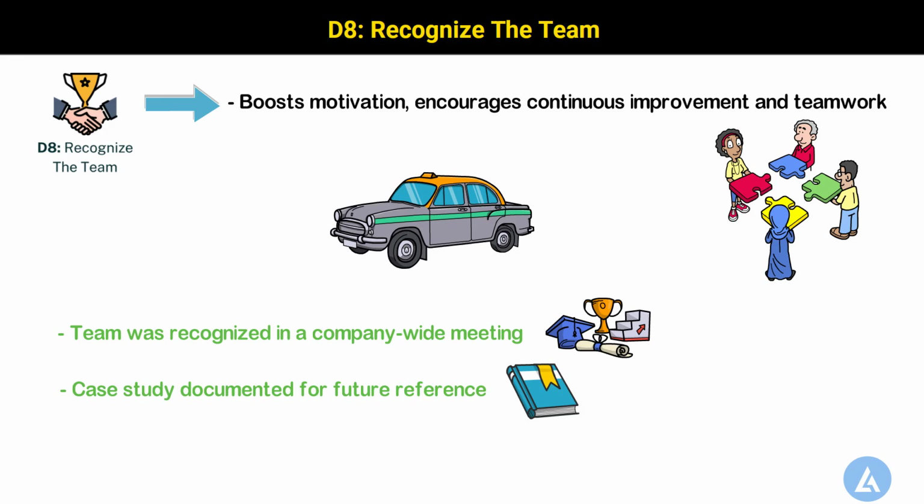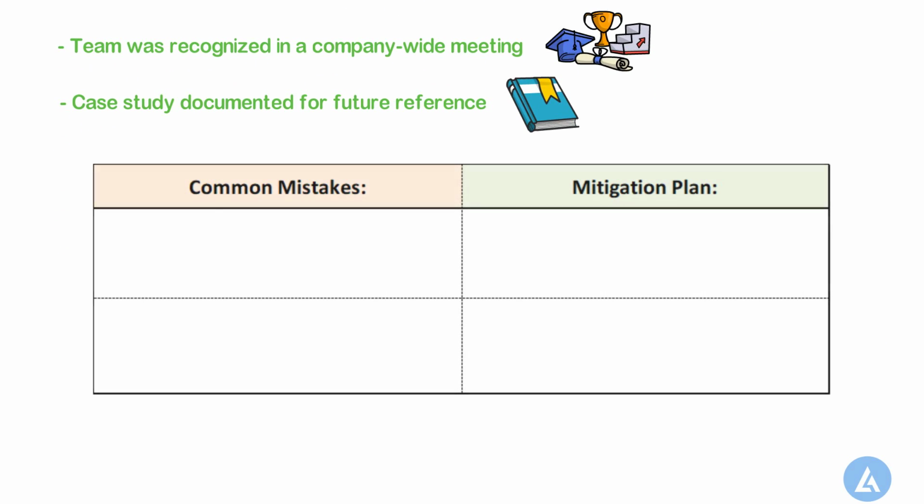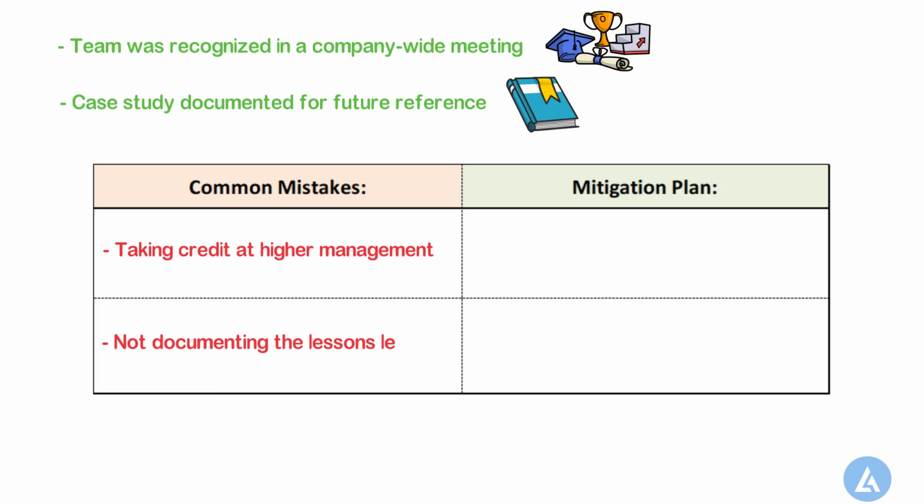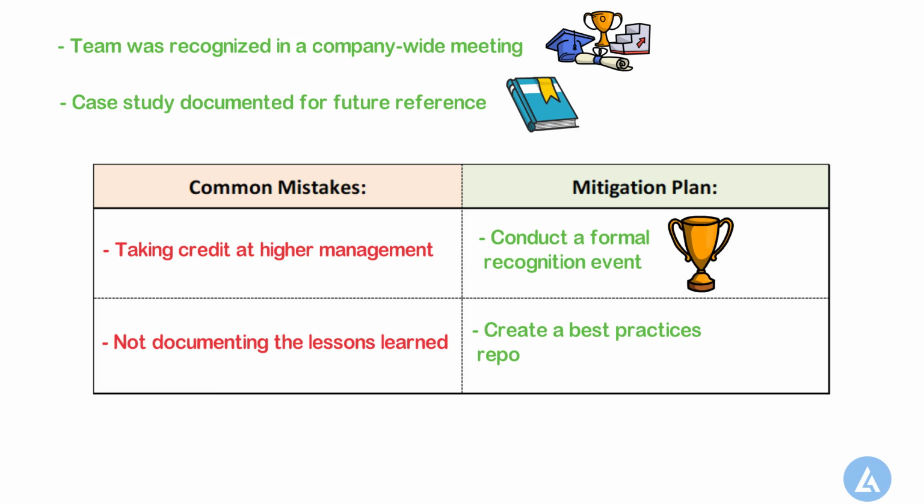What are the common mistakes that professionals make as a part of this last step? Taking credit at higher management levels instead of recognizing the team, and forgetting to document the lessons learned. To avoid those mistakes, we can have a mitigation plan like conducting a formal recognition event, and creating a forum to share the best practices for future references.